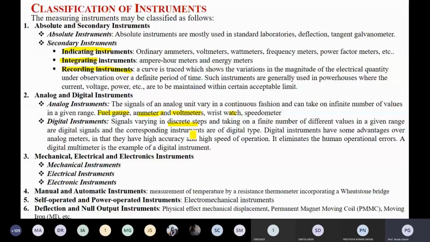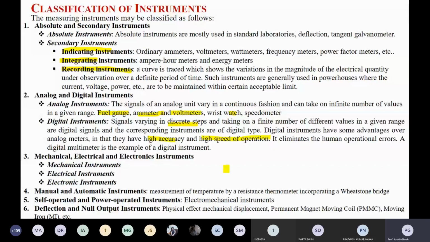You are not getting the exact value at the exact instant, because digital instruments are very accurate. You have to get the value at individual instants, because you are using sampling switches, and that is responsible for getting all such values. So unnecessary delays are not required in a digital instrument, and it gives you high speed operation. So that is another beneficial thing: high accuracy and high speed operation.